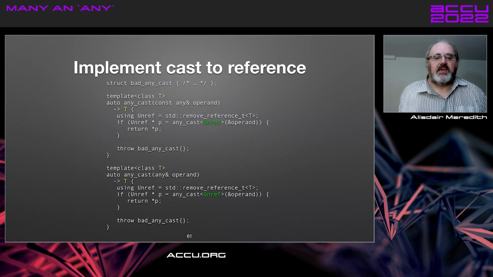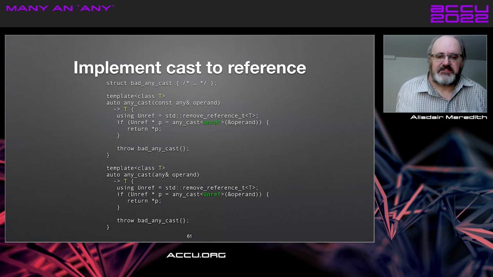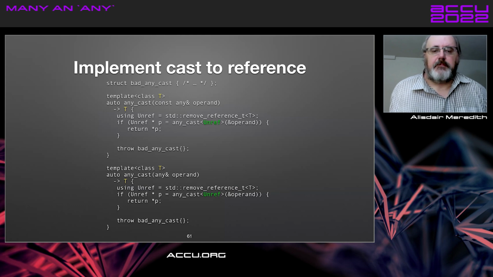More likely, though, if I want to change the value, I'm going to go through Anycast to a reference. And again, you'll notice that the interface has template class T and the any coming in by reference, and it returns T.